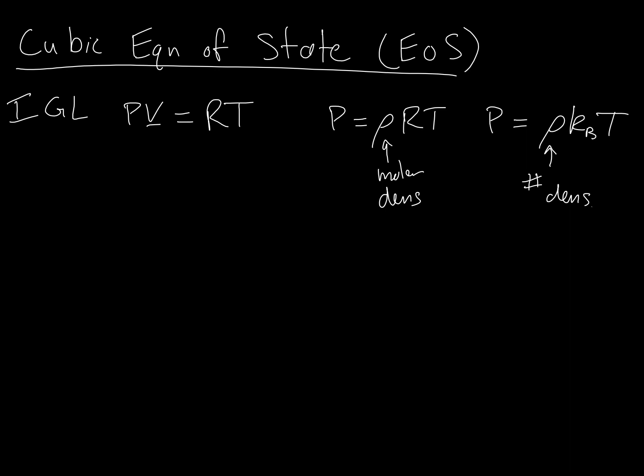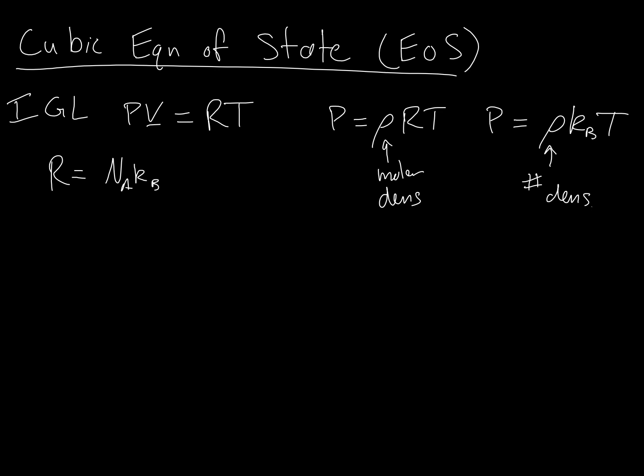And just as a recap, we won't really talk about this too much, but R is equal to N_A kB. So if you ever find yourself in a StatMech calculation and you can't remember what the Boltzmann constant is, because I certainly never can, I can remember what R is, and I can remember what Avogadro's constant is, and you can always calculate kB that way. So that's how they're related.